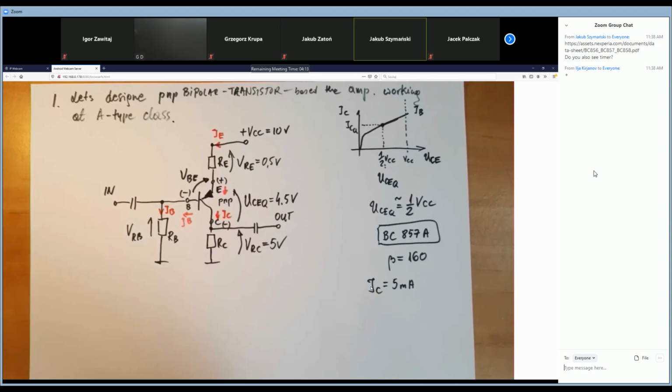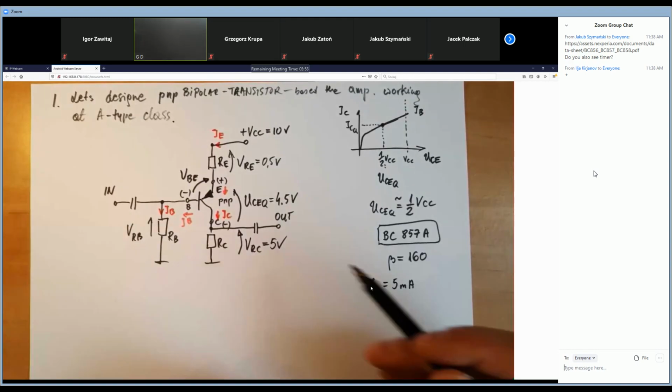I'm sorry. Yes, Jakub? Why do we need RE resistor? Why? As I told you, the RE, in fact, this is the negative loop back for the amplifier. It is for that. Why?